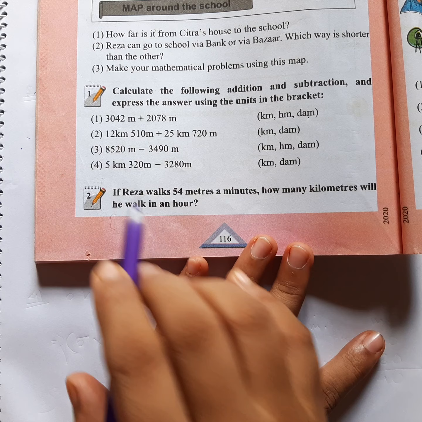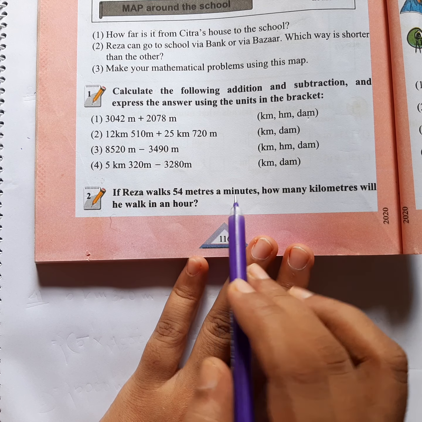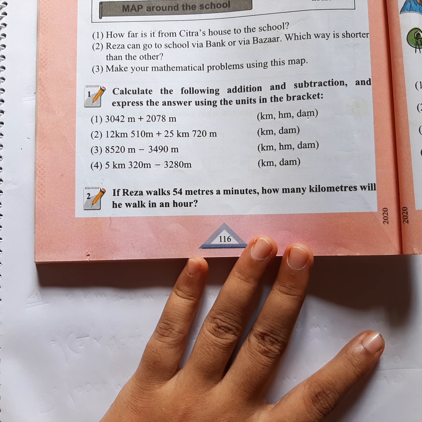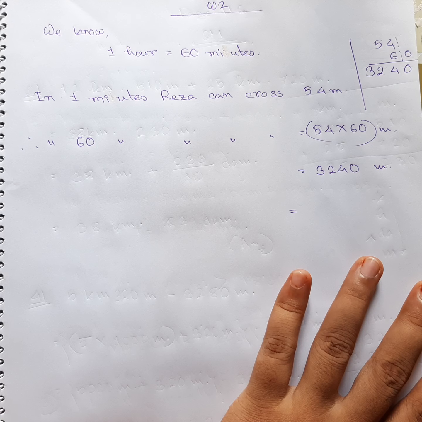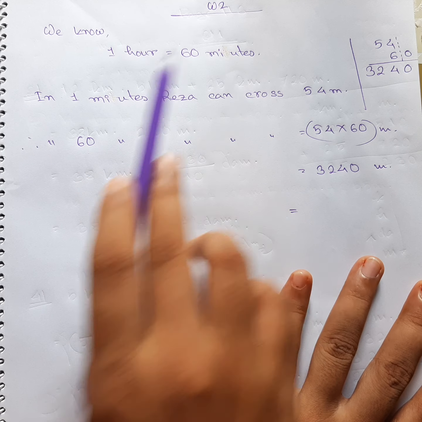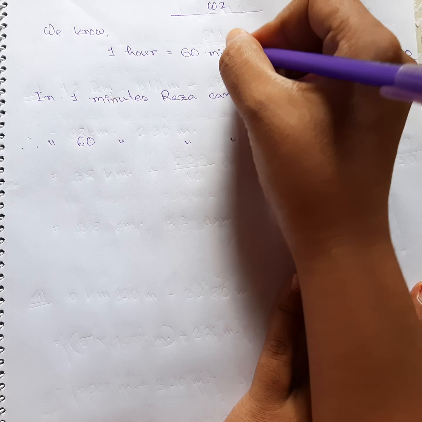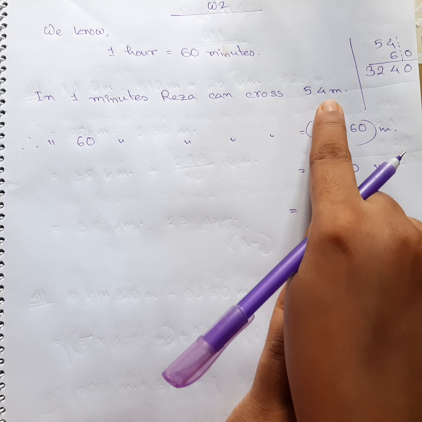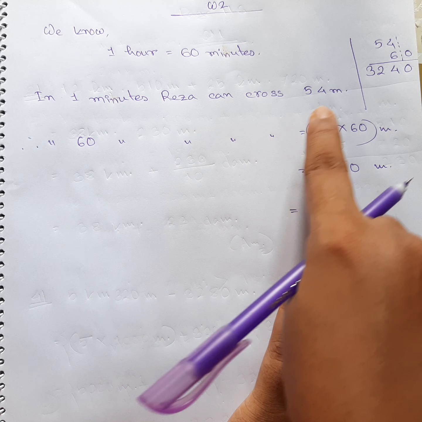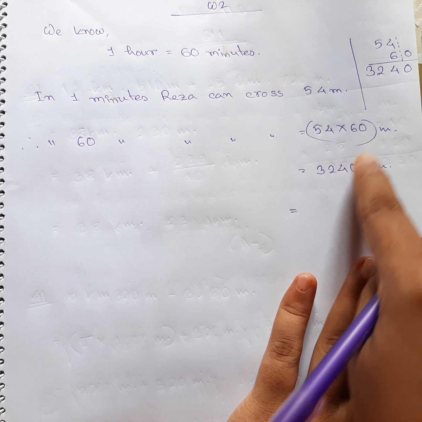The last math of this session is number 2 by 2. If Reza walks 54 meter a minute, how many kilometer will he walk in an hour? Okay, in 1 hour how much does he walk? We know 1 hour is 60 minutes. So in 1 minute Reza can cross 54 meter, and in 60 minutes he can cross this much more. So we just multiply them and get the result.